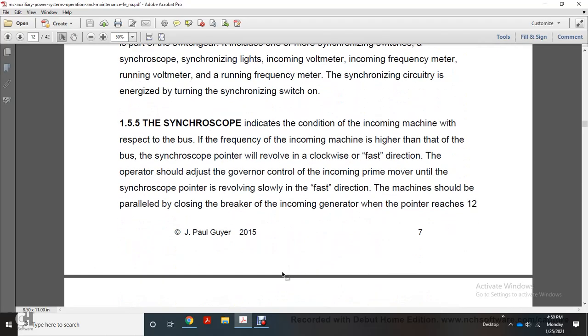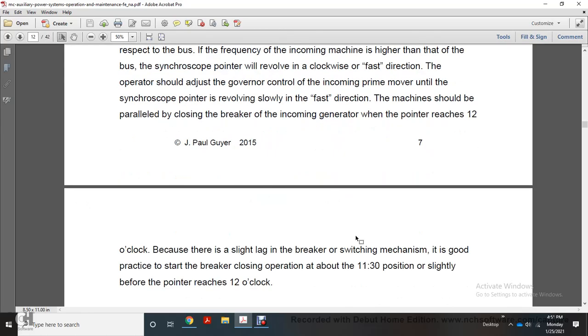155. The synchronoscope indicates the condition of the incoming machine with respect to the bus. If the frequency of the incoming machine is higher than that of the bus, the synchronoscope pointer revolves in the clockwise, fast direction. Operators should adjust the governor control of the incoming prime mover until the synchronoscope pointer revolves slowly in the fast direction. Machines should be paralleled by closing the breaker for the incoming generator when the pointer reaches the 12 o'clock position.